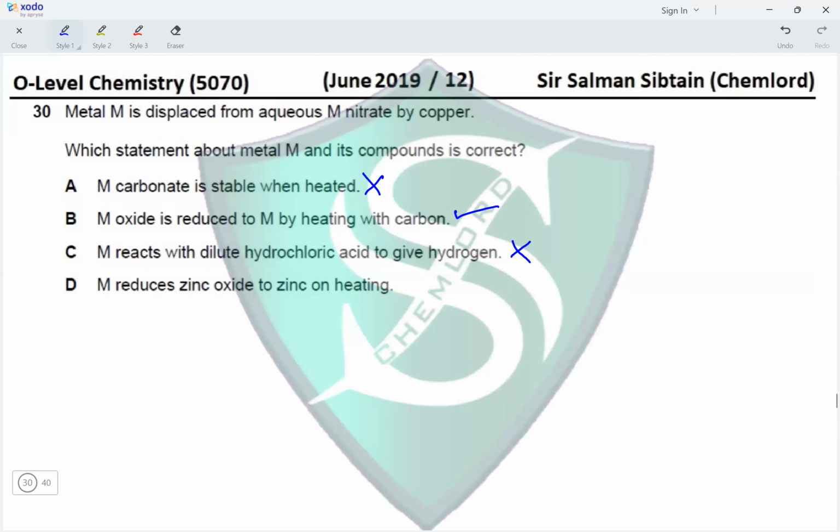M reduces zinc oxide to zinc on heating? No, it will not displace zinc from its oxide because it is less reactive than zinc. So this makes option B the correct option for this question.